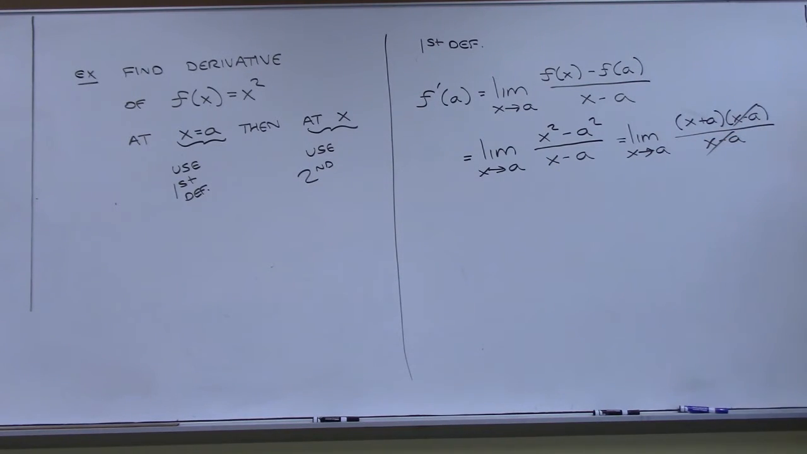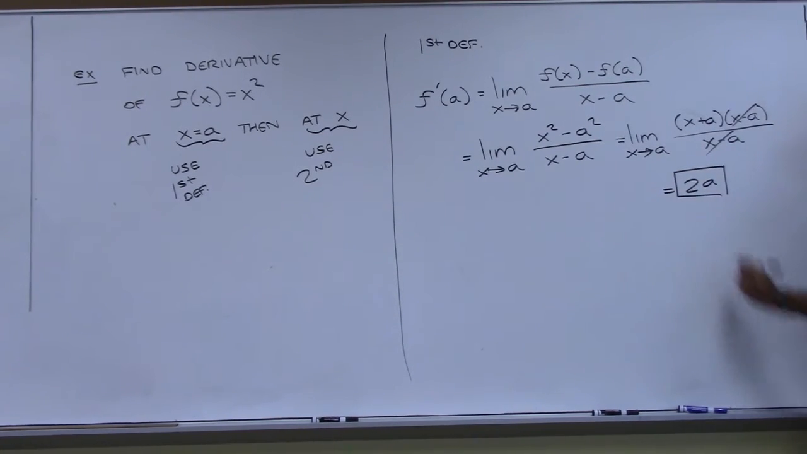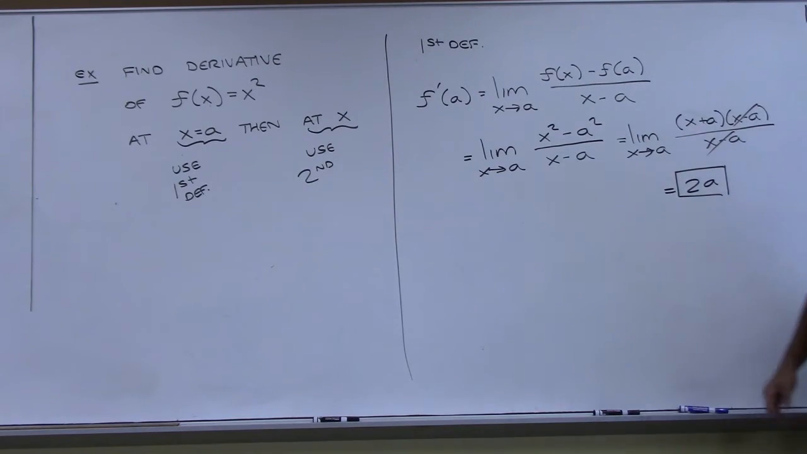Cancel, cancel, and you're left with x plus a, right? Now let x go to a. What do you get? a squared, or 2a. 2a. I know I worked through that fast, but are there any questions on what I did there? All right, let's use the other definition, right?